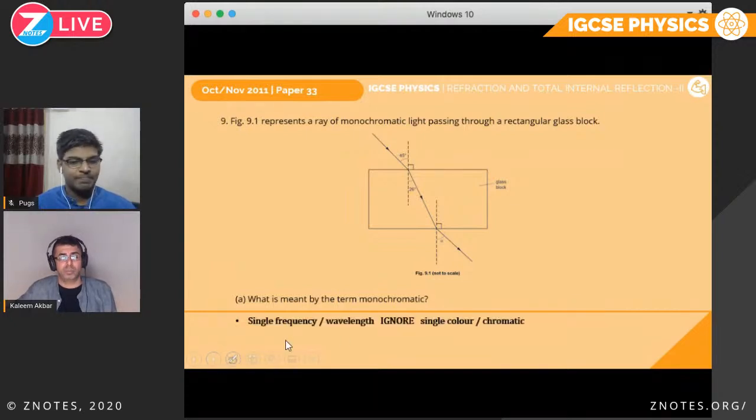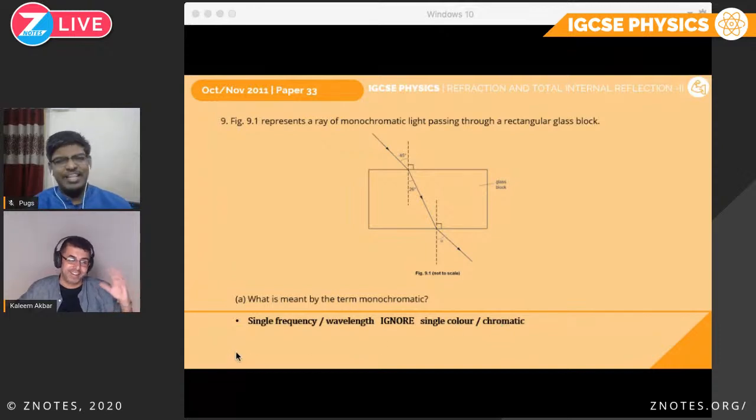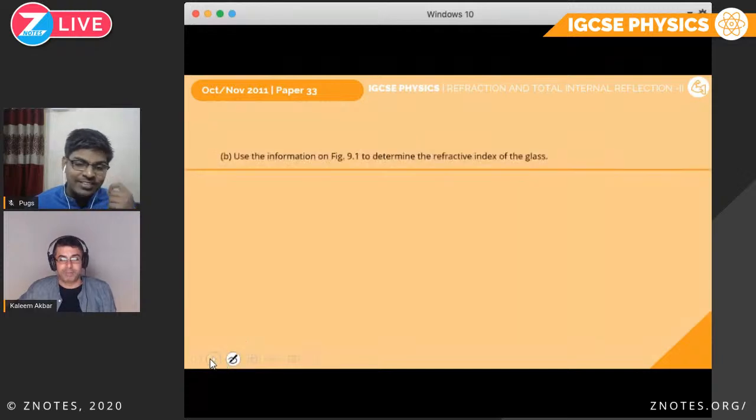So what's meant by monochromatic? Single wavelength, single frequency, single color. Ignore chromatic, which I don't get because technically it's that whole kilograms Newton thing. But anyway, we'll leave them to it.